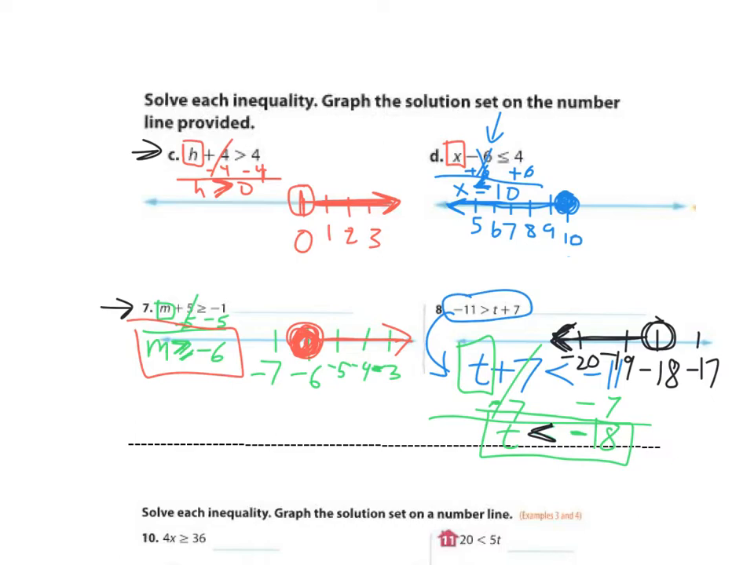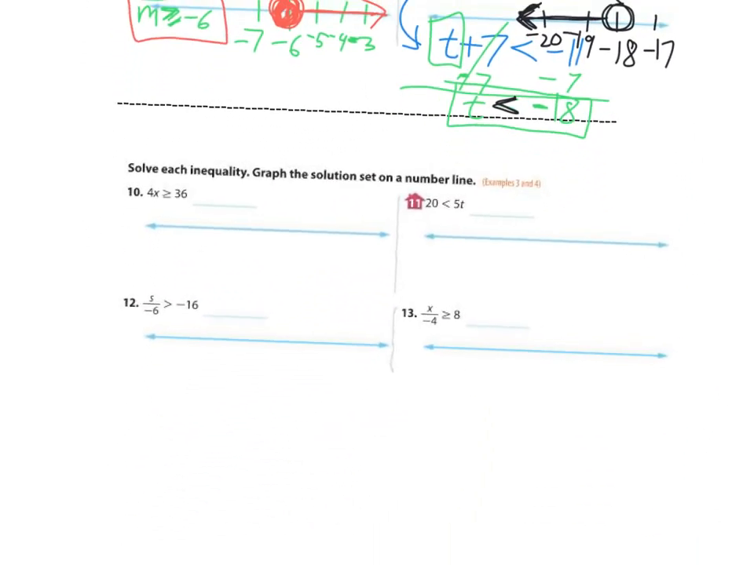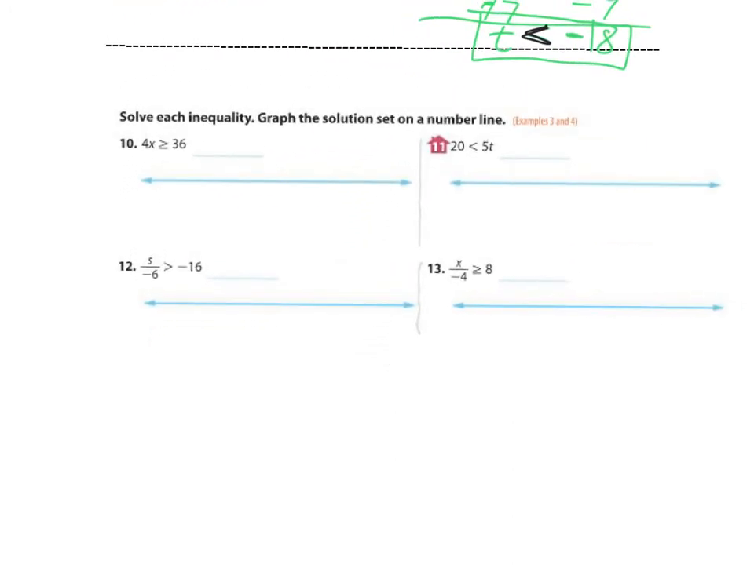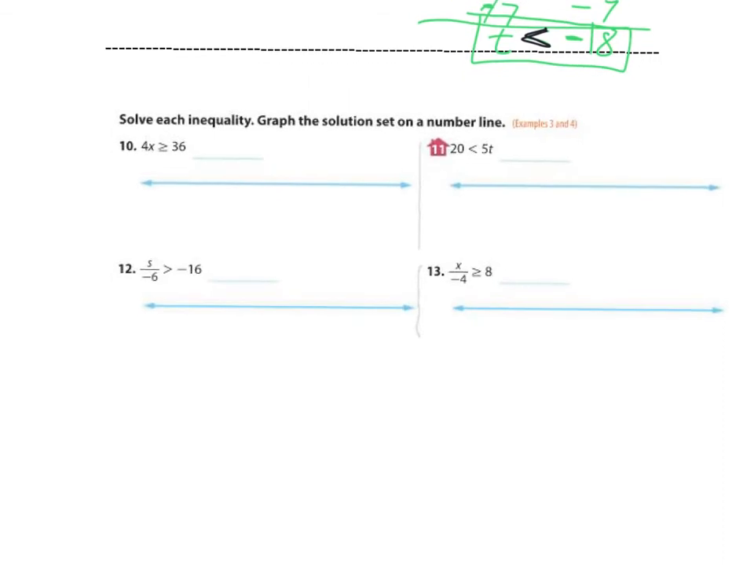All right, ladies and gentlemen, we really did not get to talk about the multiplication and division problems, and I will go over them more on Wednesday, I promise you that. But for now, at least let's get some practice together. For number 10, what this is saying right here is we're saying that 4 times the value of x is greater than or equal to 36. And we want to find the values for x that make that true.